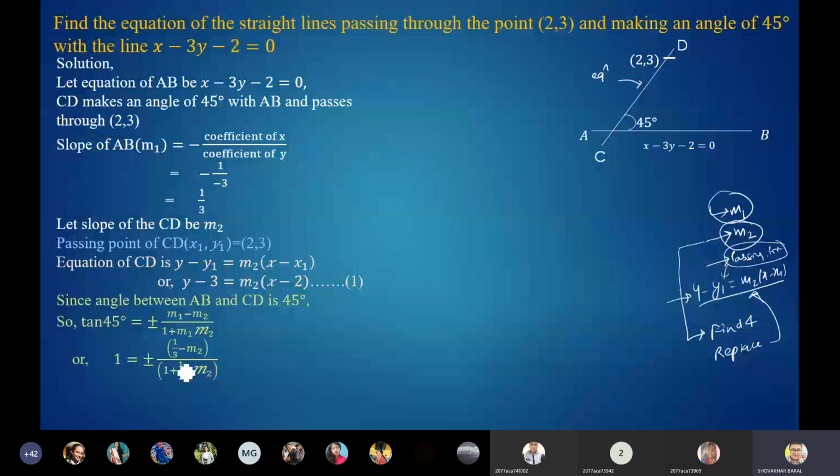So 1 equals to plus minus 1 minus 3 times m2 by 3 whole upon 3 plus m2 divided by 3. 3 plus m2 divided by 3. I have taken the LCM here in the denominator. Okay, so please let's cancel this 3 and 3. It will be something like this.